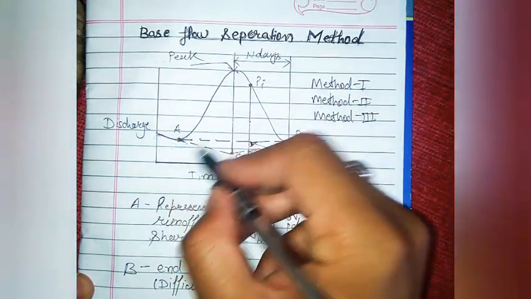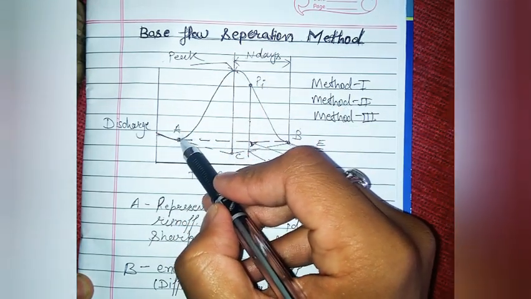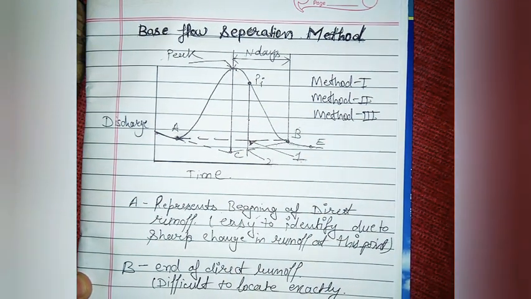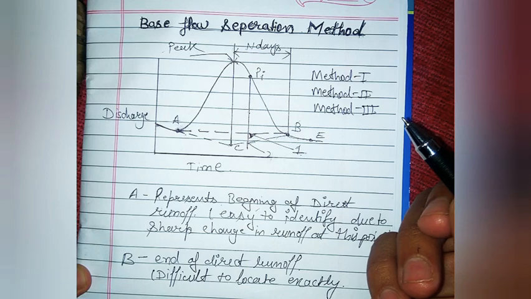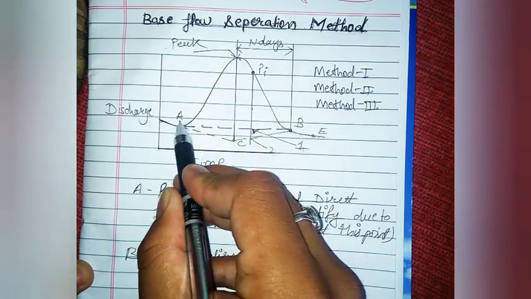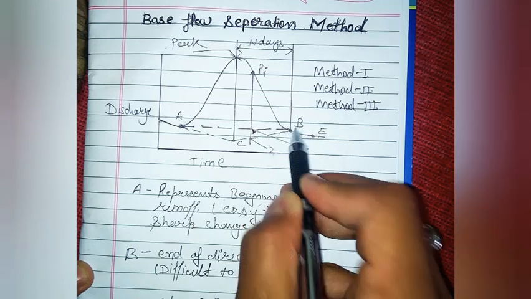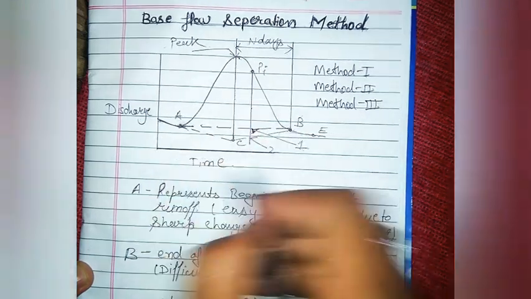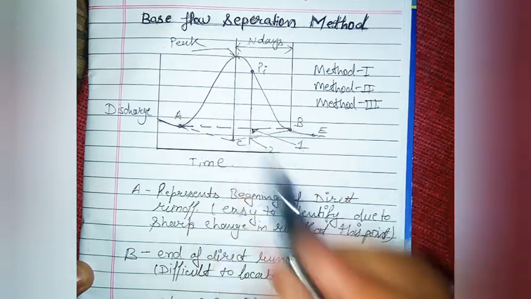We have discussed in the previous lecture this curve, the rising limb, the peak, and the recession limb. Now we are going to join these two points, point A and point B. First of all, we'll find exactly this point B, and then we'll join the line from A to B. So this is the first method. By this method, we separate the base flow from direct runoff.